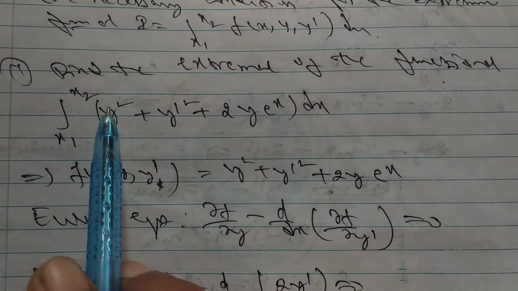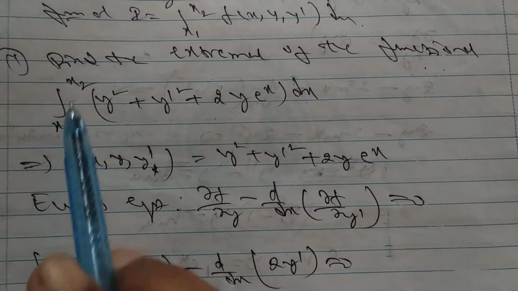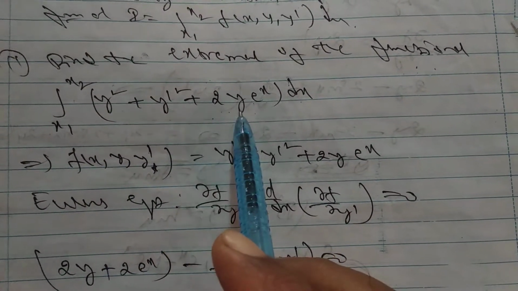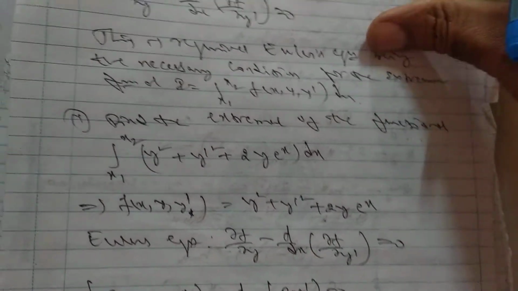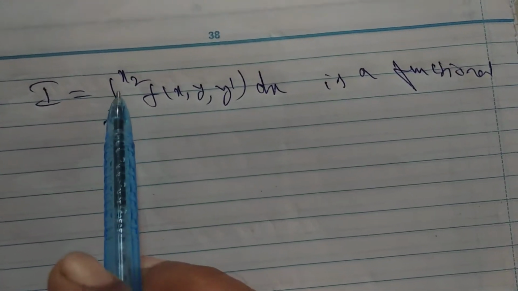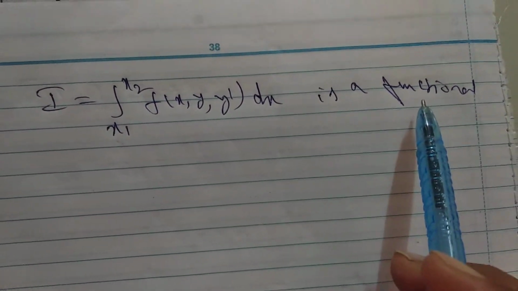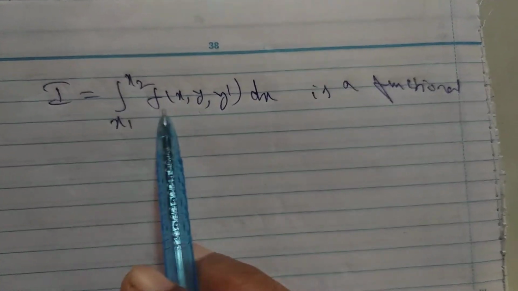So first problem. Find the extremal of the functional, the integral from x1 to x2 of (y² + y'² + 2y eˣ) dx. So what is the meaning of extremal? Here I is equal to the integral from x1 to x2 of a function of x, y, y' dx, which is a functional. For this functional you have to solve, which means you have to find the y value.